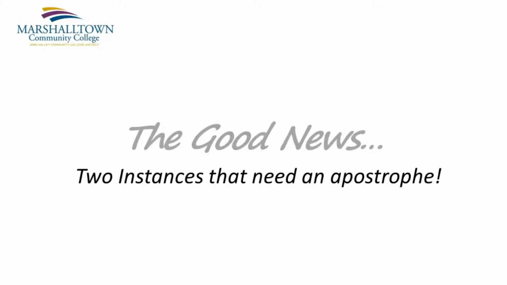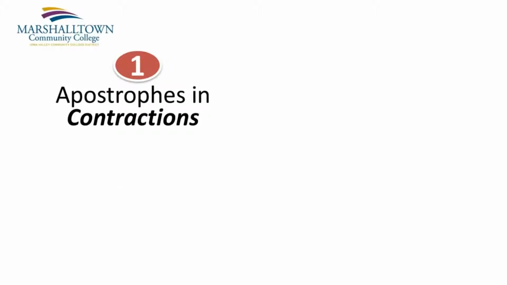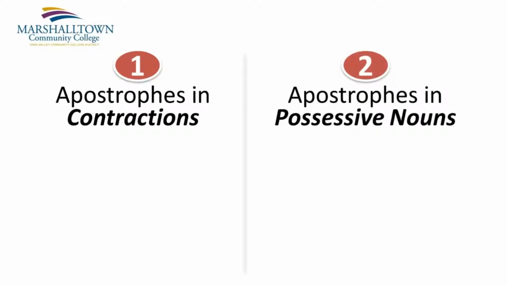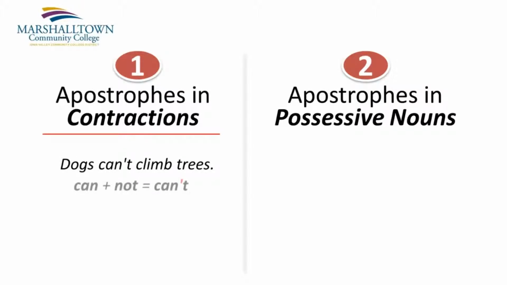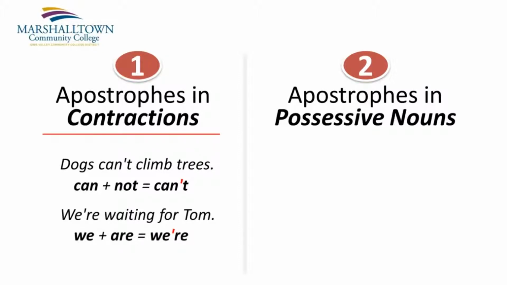There are only 2 instances where an apostrophe is needed in a sentence: apostrophes used in contractions and apostrophes used in possessive nouns. For example, with contractions, an apostrophe takes the place of missing letters in a word. Dogs can't climb trees. Can plus not equals can't. Or, we're waiting for Tom. We plus are equals we're.